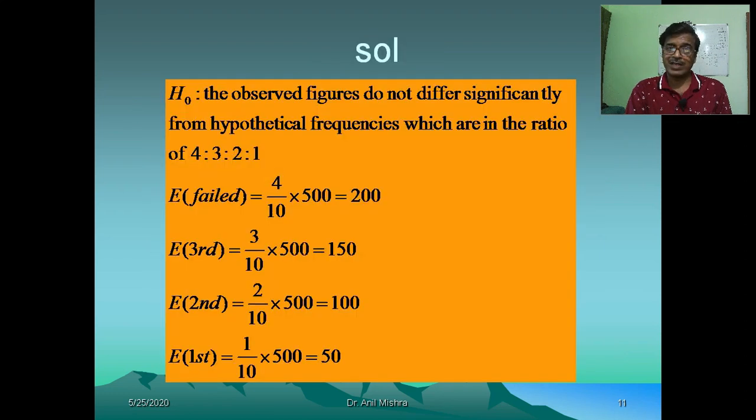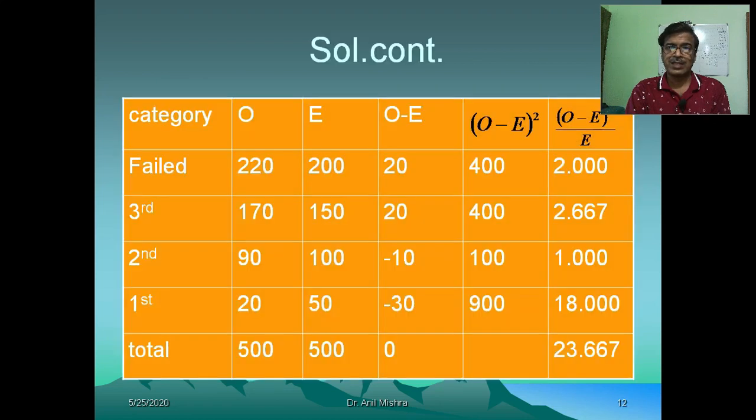While calculating, first of all the expected frequencies: 4 upon 10 out of 500, that is 200 are to be failed. Similarly, third division is like that and so on. So these are the expected frequencies. But observed frequencies are already given. So we have to put those two alongside. Then we proceed with the table, where we categorize failed, third, second and first. These are the observed frequencies. Out of 500, 220 failed, 170 got third division and so on. Right now you calculate the expected frequencies, 4 upon 10 into 500 like that.